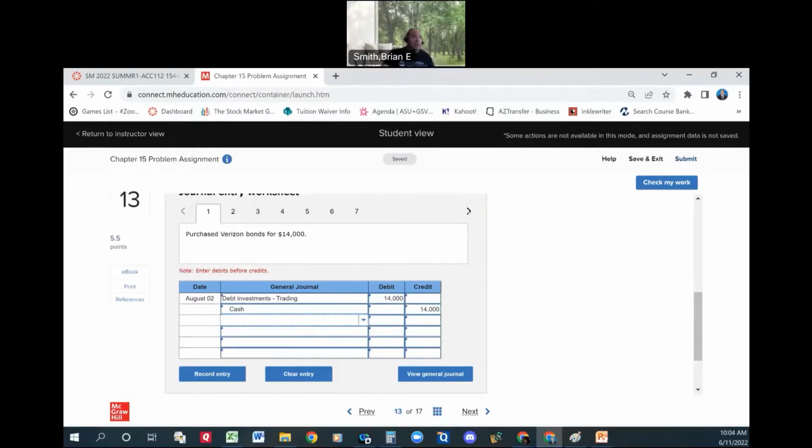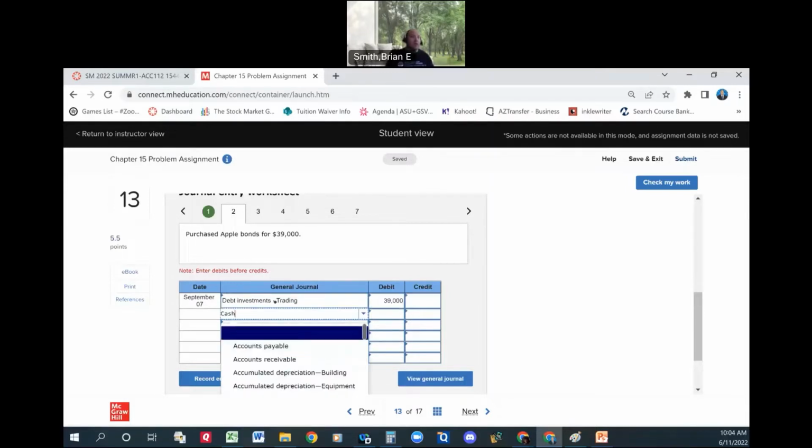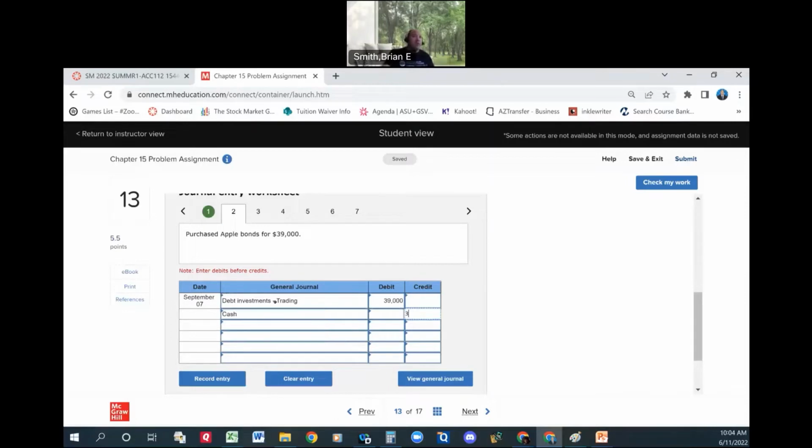All right, we purchased Apple bonds for 39,000. We're going to do this under trading as well. 39,000. Two journal entries down, five to go. Purchased MasterCard bonds for 2,400. Boy, these ones are really helpful. These are really easy to do. So trading.